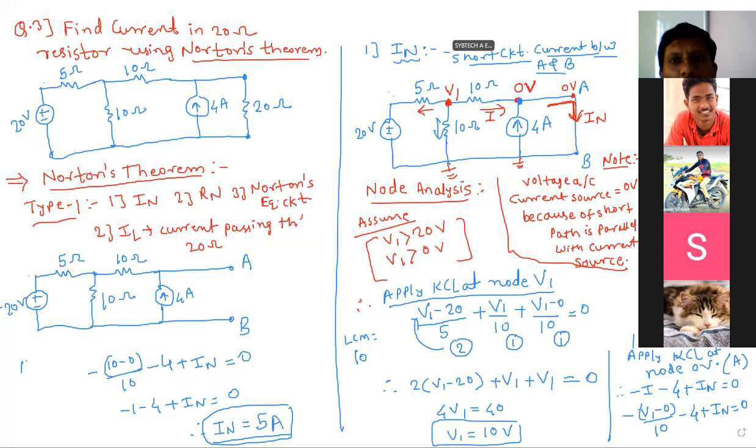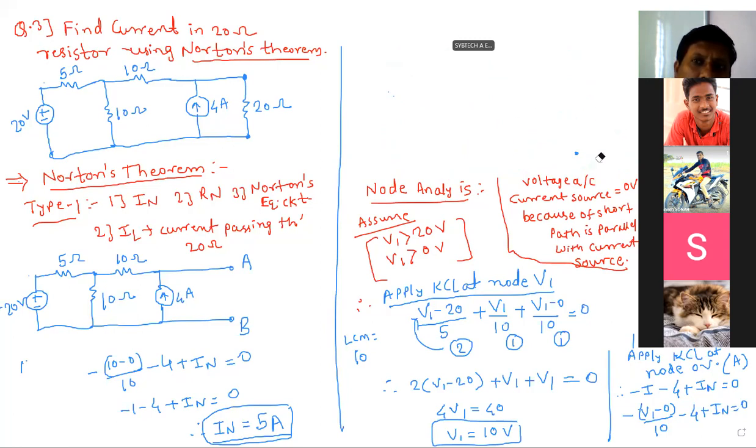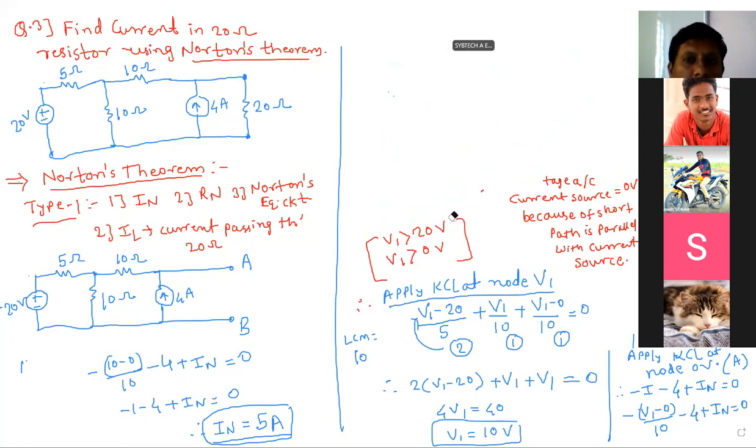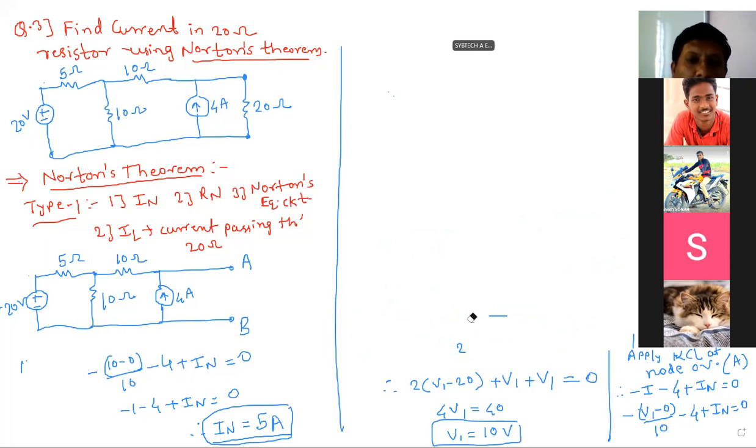Second thing is we have to find out the RN value. While finding out RN, 4 ampere current source is open and 20 volt voltage source is shorted. While finding out equivalent resistance measured between A and B, the voltage sources should be shorted. So 20 volt voltage source we have to make it short, and 4 ampere current source we have to make it open.